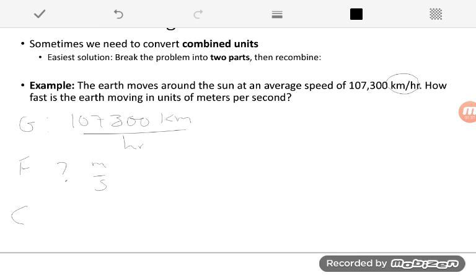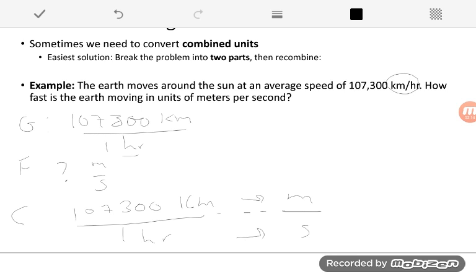So what I need to do when I connect these is I'm just going to worry about the top and worry about the bottom separately. So I want to turn this 107,300 kilometers into meters. And I want to turn this hour here, that's really implying 1 hour, I need to turn that 1 hour into seconds. And then I have a fraction here, I can turn it back into a fraction over here. So I'm just going to split the problem into two parts, just pretend they're completely separate, and then I'll put them back together at the end. So my kilometers to meters, and my hours to seconds.